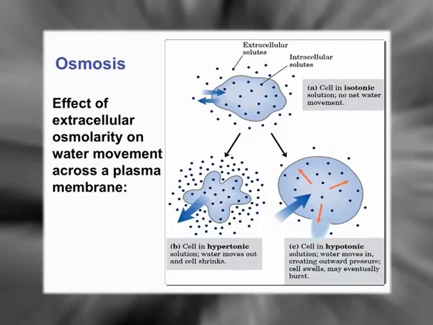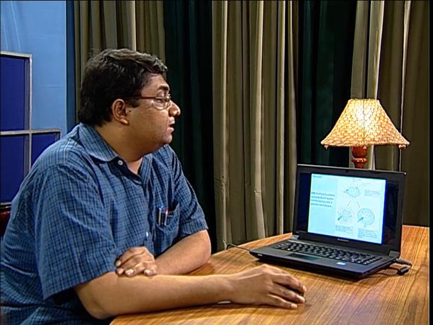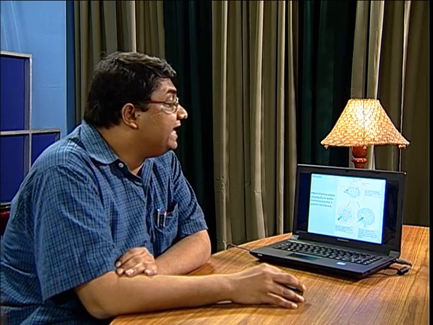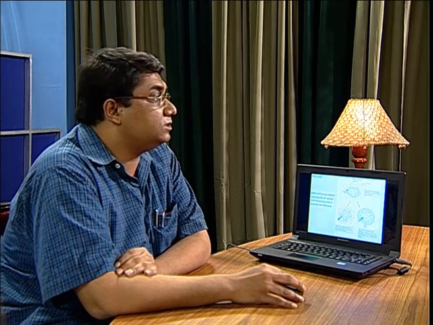Now a cell which is surrounded by a plasma membrane can have three different situations regarding the osmolarity of the surrounding medium. In the simplest case, the osmolarity of the intracellular fluid is equal to that of the extracellular fluid. In that case, since there is no difference in osmotic pressure, there will be no net movement of water across the plasma membrane.